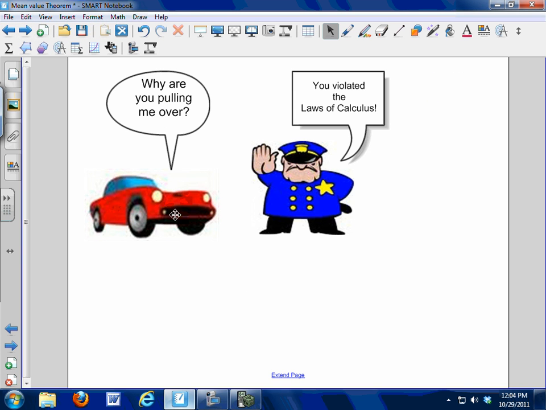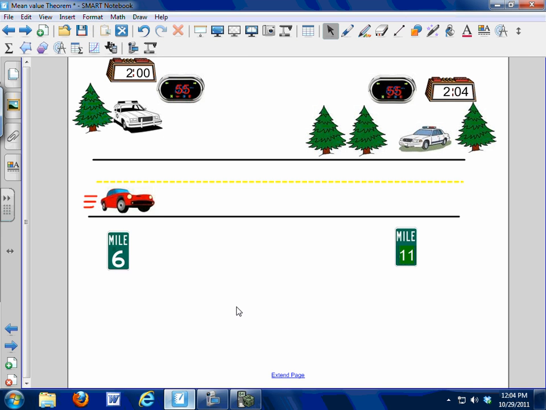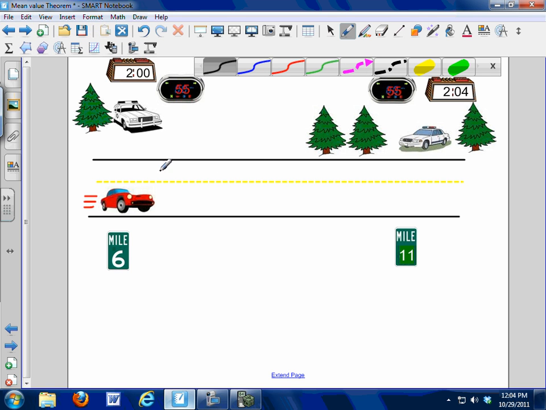The person asks, "Why are you pulling me over?" "Because you violated the laws of calculus." It's a good story, isn't it? So let's see what happened. Why did our friend get pulled over just for driving along following the speed limit? Well, because the officers had been instructed in calculus, and in particular in the mean value theorem.